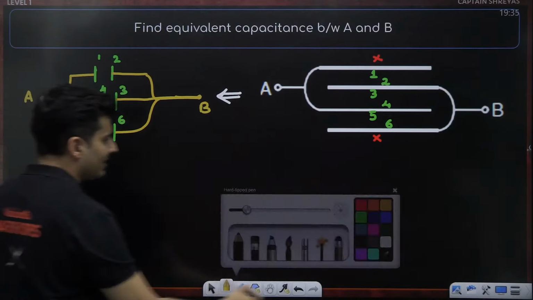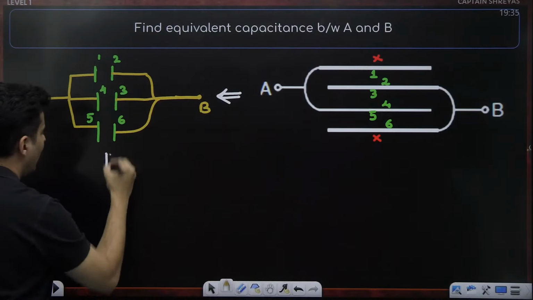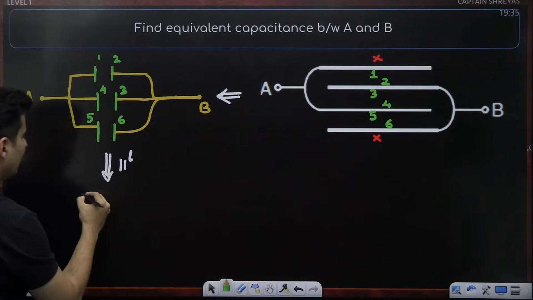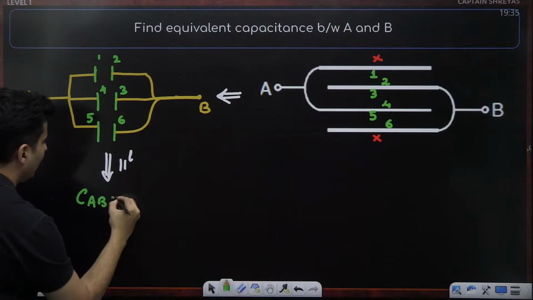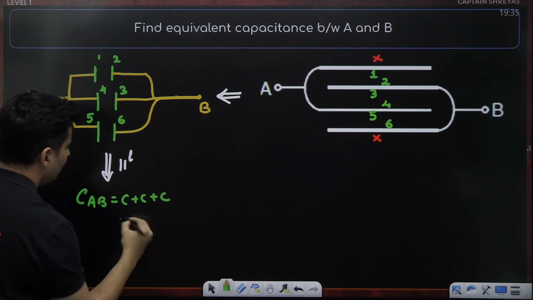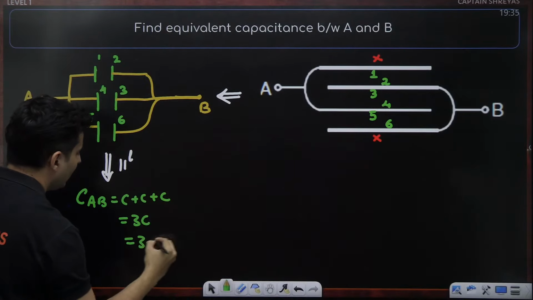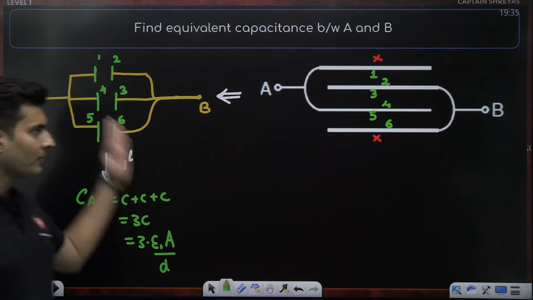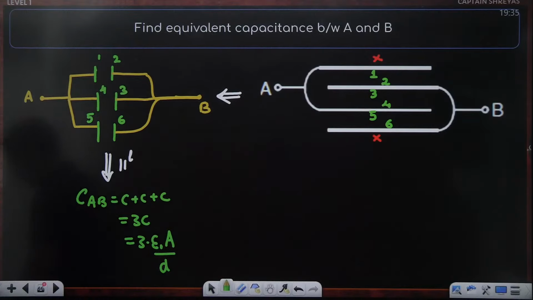Perfect. Now I can see what is exactly happening. They are all in parallel. Hence, the equivalent capacitance between A and B will be C plus C plus C, which is 3C, which is 3 times epsilon naught A divided by D. That is the answer. Very, very straightforward. I hope this is very, very clear.